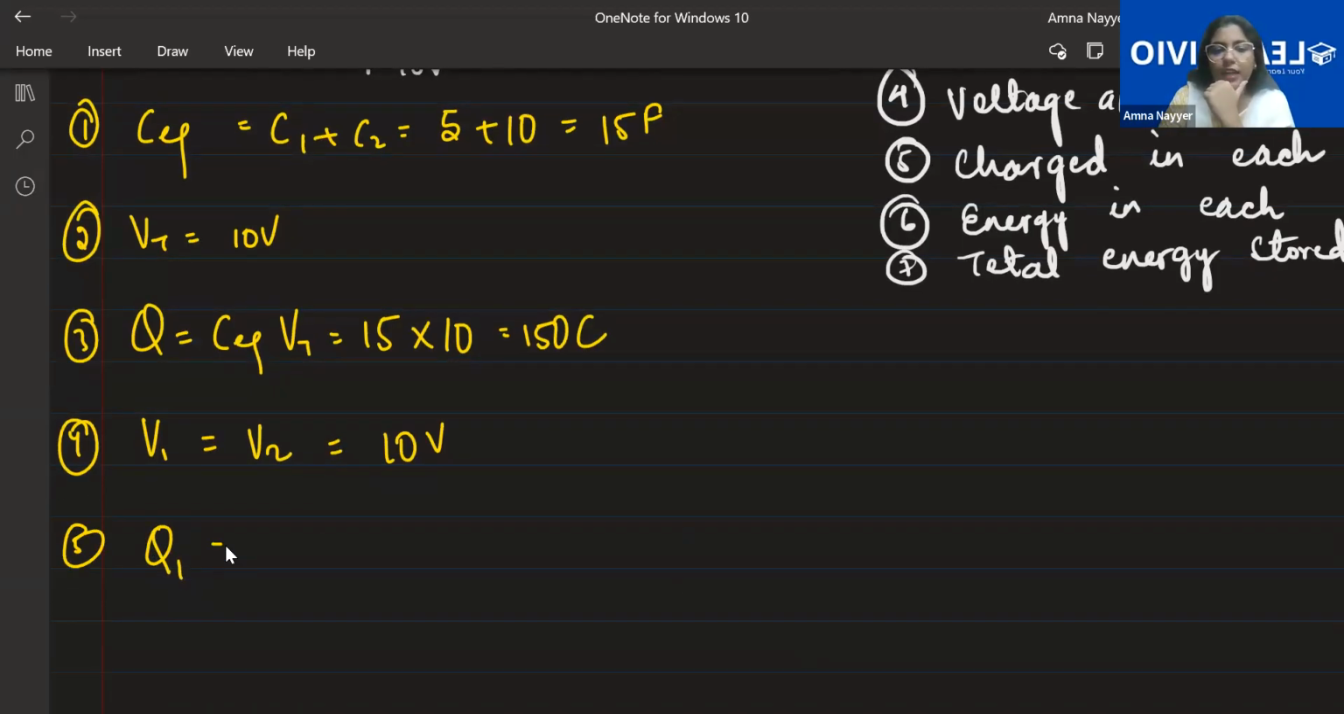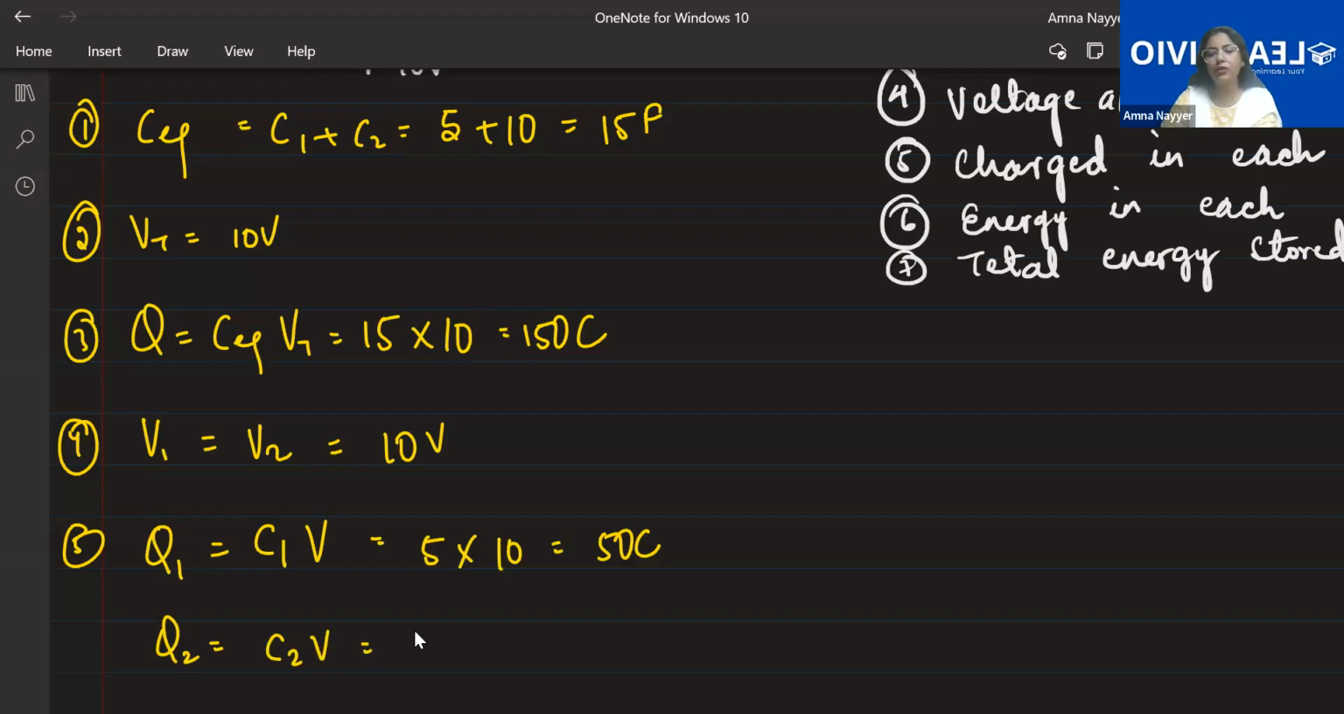See, you put C1, you put V1, you get the value of Q1. C1, now voltage is the same, it will be V only. So capacitance is 5 into 10, that is 50 coulomb. This is one value of the charge, that is for the first capacitor. Similarly, you will put the value for the second charge. This will be C2 into V. That is 10 into 10, this is 100 coulomb.